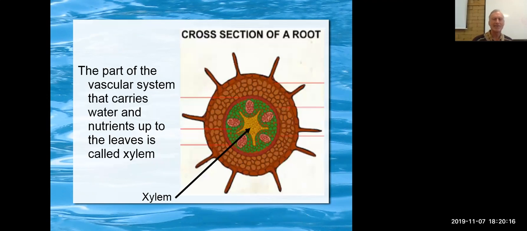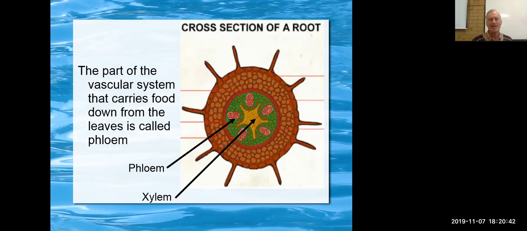Here's a cross-section of the root, and the vascular system is there in the middle, and the part of the vascular system that carries water and nutrients up to the leaves is called xylem. And that's made of large cells that merge together to form tubes that go all the way from the root up to the leaves. And the part of the vascular system that carries food down to the roots is called phloem.